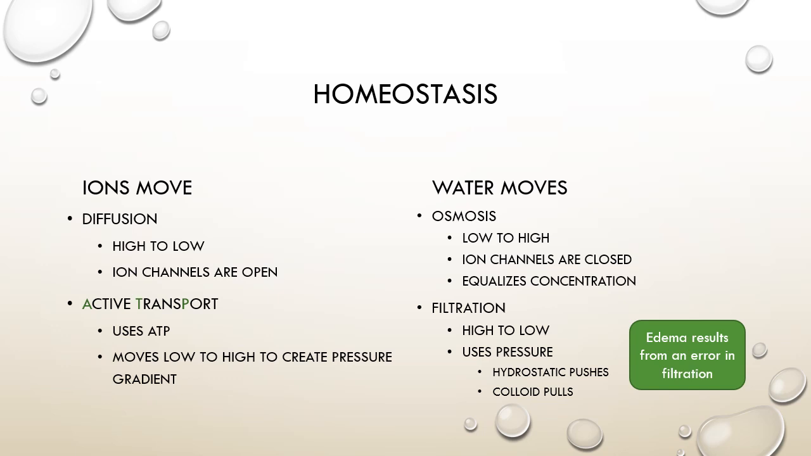Filtration occurs not really as an active process, but more as a pressure process, again from high to low pressure, using hydrostatic pushing and oncotic or colloid pulling pressure at the level of the capillary beds to exchange fluid and gases between the intravascular and the interstitial and cellular spaces, and also at the kidney in order to make urine and to get rid of salts and urea and wastes and potassium, as well as fluid.